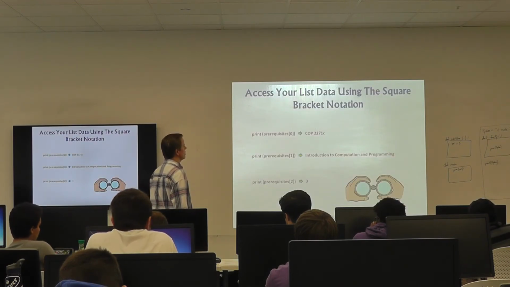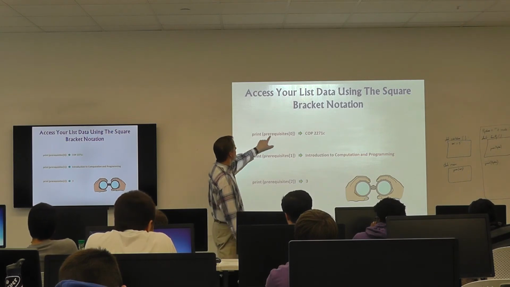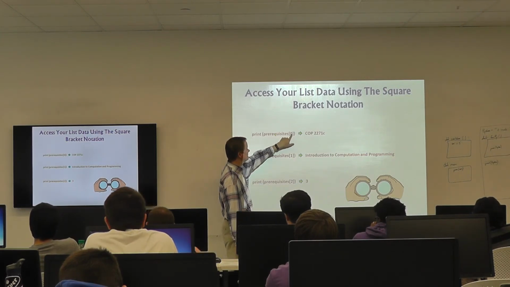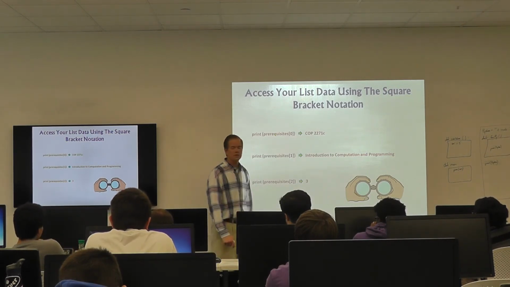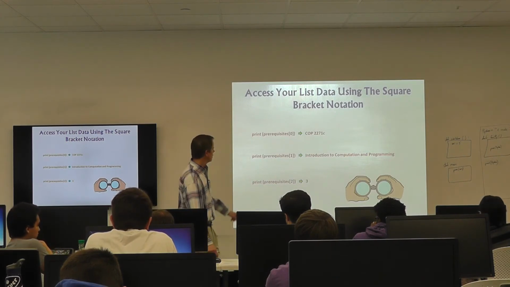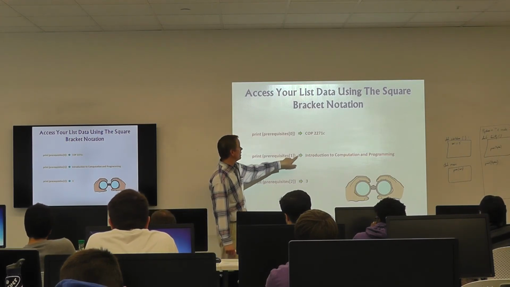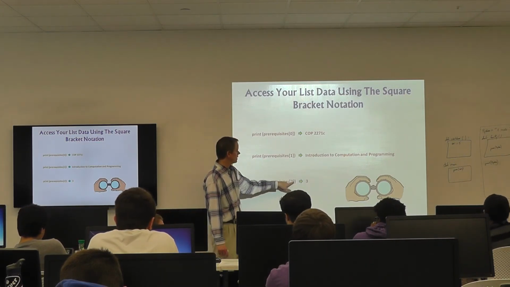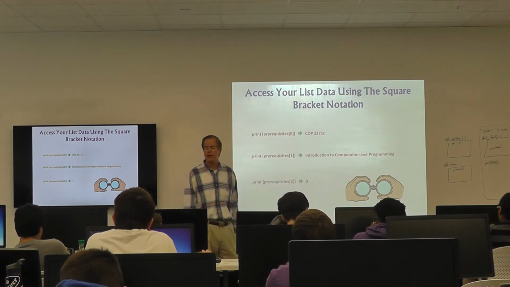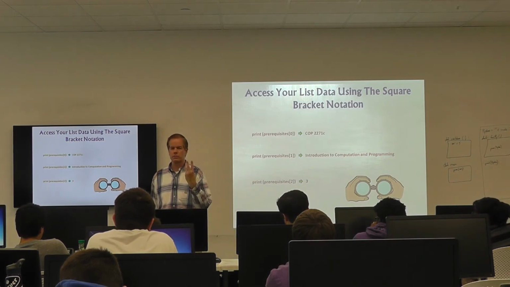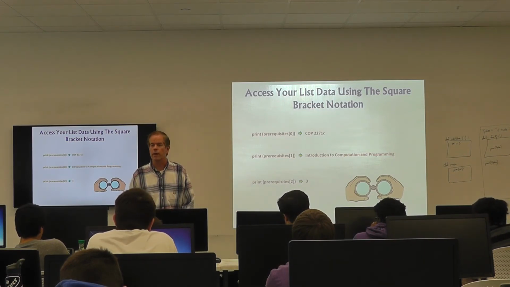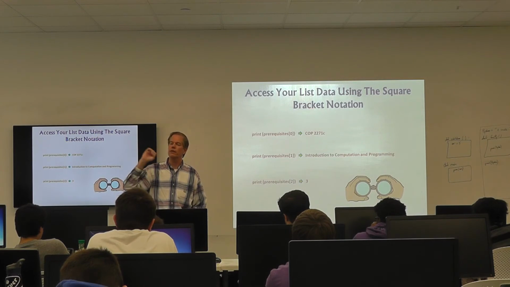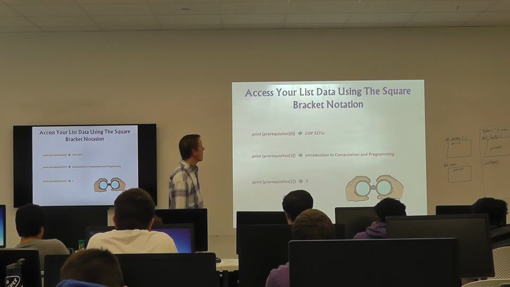Access your data list using the square bracket notation. Print prerequisite[0] came out to be COP2271C. Print prerequisite[1] came out to be the title of the class. And print prerequisite[2] came out to be the number of credit hours associated with the class, which in this particular case was 3. So we're able to reach into a list and pull out each and every individual item in there.